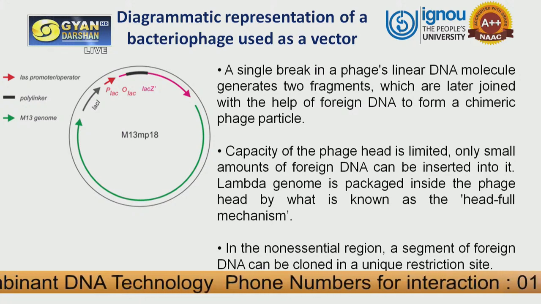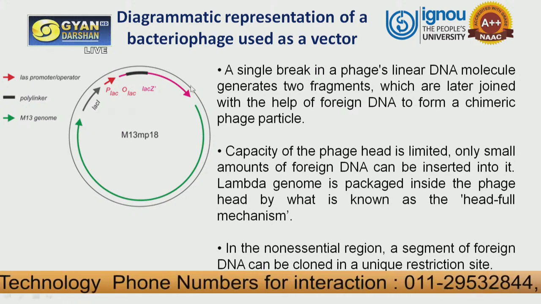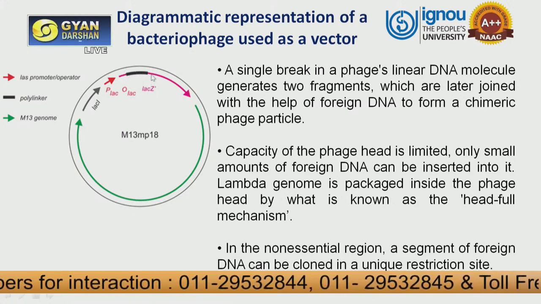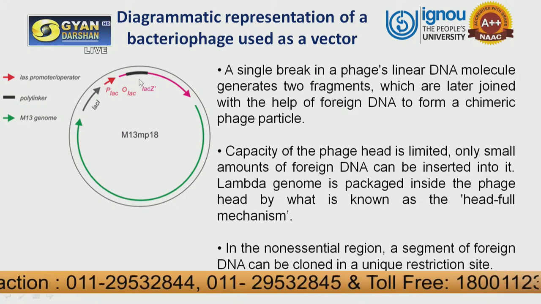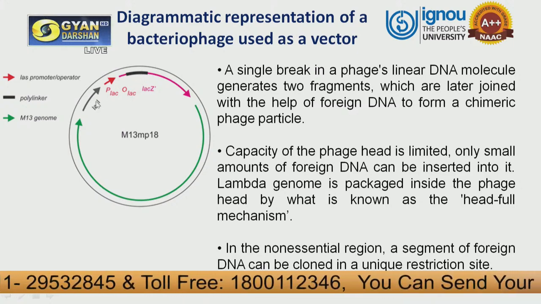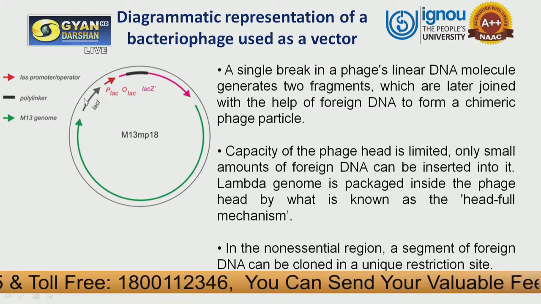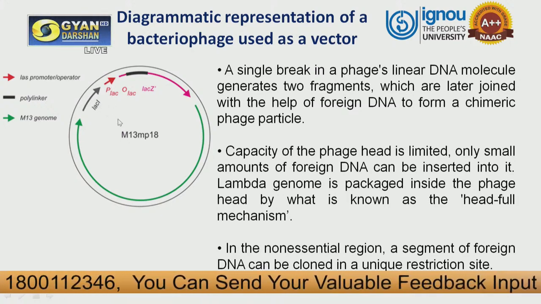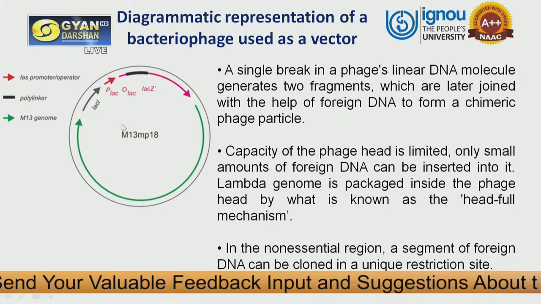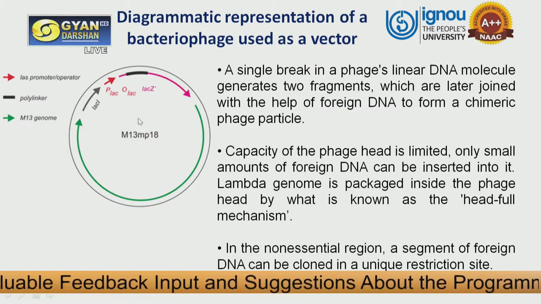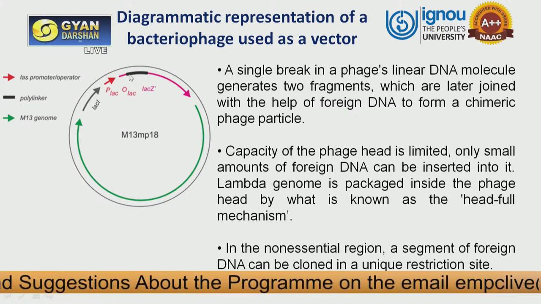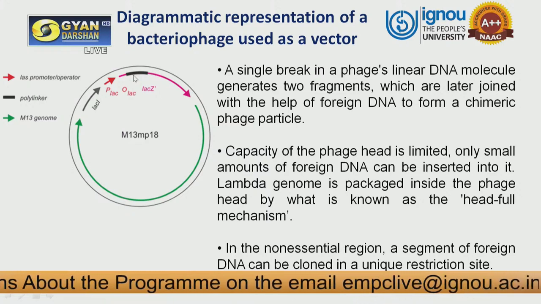So the non-essential part of the genome can be utilized. In this case, this is the polylinker site where you can actually clone the foreign DNA. Whereas if you clone a DNA at any other position, it will cause the vector to fail to do its job. So you have to clone your gene of interest at a non-essential region, and in this case it is that polylinker site.